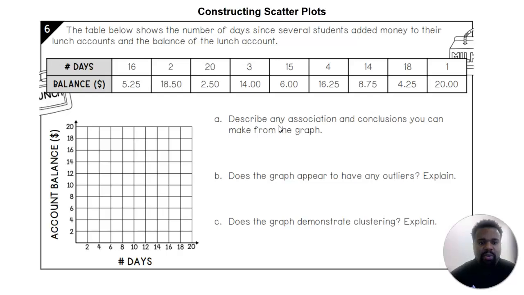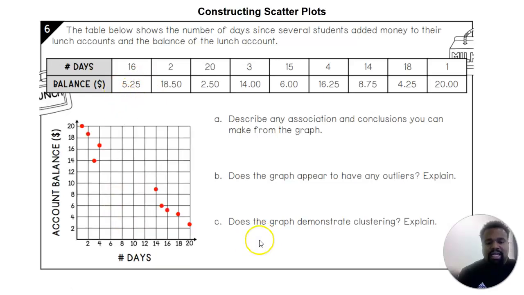All right, let's look at this one. The table shows the number of days since several students added money to their lunch accounts and the balance in their lunch account. So notice, look at the table, look at your graph. The graph represents the number of days, and then this represents the account balance, your y. And so if we plot each point, the days is your x, the balance is your y. Think of it as an ordered pair. So if you plot each one, then your graph will look something like this.